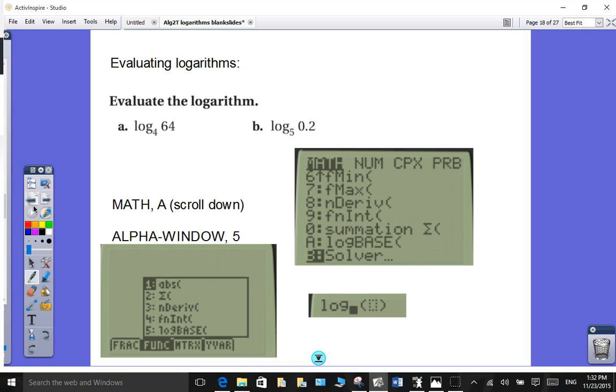Another way to get to it is you hit the alpha window, and that'll bring up five different functions. That's kind of useful because some of those we end up using a bit, and you want to remember that that's an easy way to get to them. Absolute value is number 1. Summation is number 2, which we'll get to and we'll use. And then the last one is log base. So either way, know where to find the log base function.